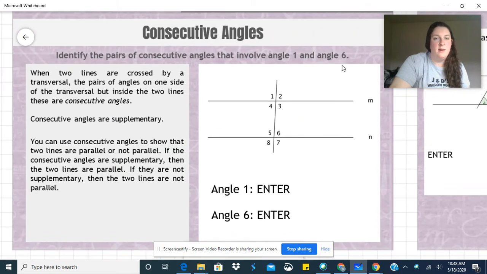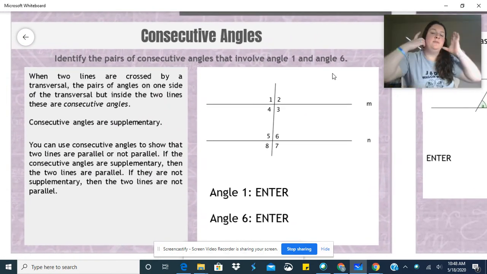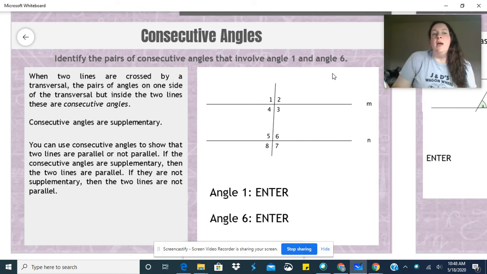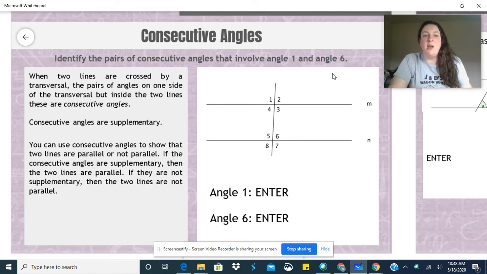Now we have consecutive angles. So identify the pairs of consecutive angles that involve angle 1 and 6. When two lines are crossed by a transversal, the pairs of angles on one side of the transversal, but inside the two lines are your consecutive angles. Consecutive angles are supplementary. You can use consecutive angles to show that two lines are parallel or not parallel. If the consecutive angles are supplementary, then these two lines are parallel. If they are not supplementary, then the two lines are not parallel.